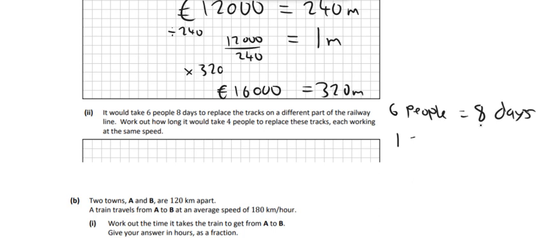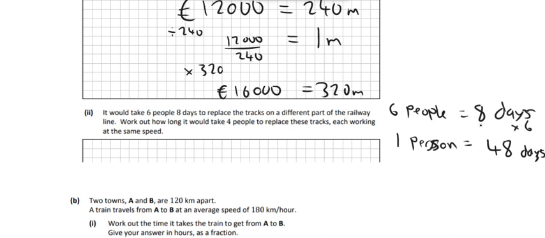So you're still going to find one person, but instead of dividing down this time, that wouldn't make sense, because one person is going to take an awful lot more time than 6 people working on it. So instead of dividing, you multiply. We multiply by 6 here, and we get 48 days. So it would take one person 48 days to replace the railway track, to do all the work.